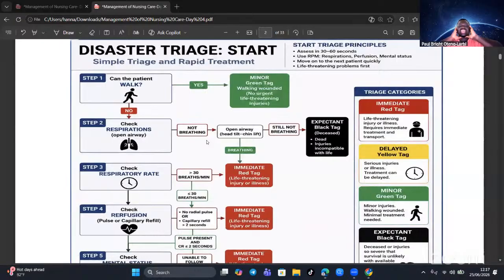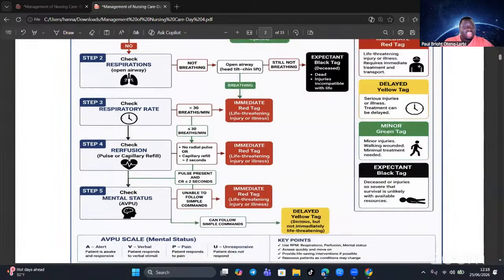If not breathing, open the airway. So you do your head tilt, the jaw thrust and the chin lift. You've opened. Is the patient breathing? Yes. Okay. If not, we've done the airway maneuver, if not, black. We don't have time for you. Let's move on. Patient breathing. Check the respiratory rate. Is it more than 30? Red. Okay. If below 30, you move on.